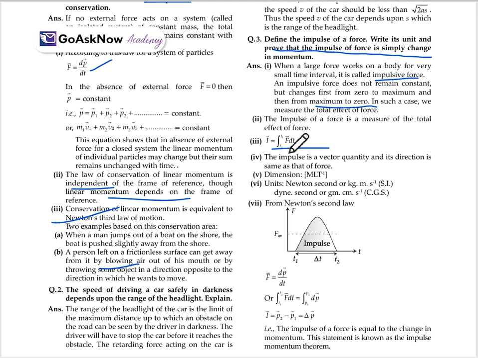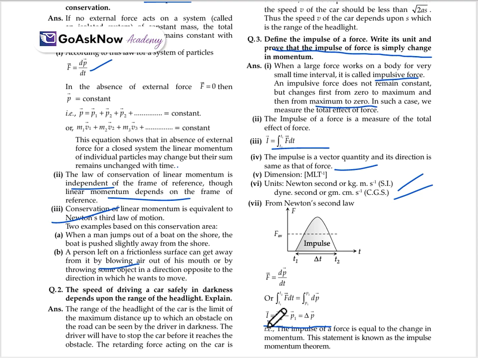It means I is equal to the integral of F dt from t1 to t2. The impulse is a vector quantity, its direction is the same as the force. Dimension formula is MLT^-1. SI unit is kg meter per second. From Newton's second law of motion, we draw the graph between F and t, force and time. We get F is equal to dp upon dt. Then F dt is equal to dp. So I will be equal to P2 minus P1, which means delta P. So the impulse of the force is equal to the change of momentum.